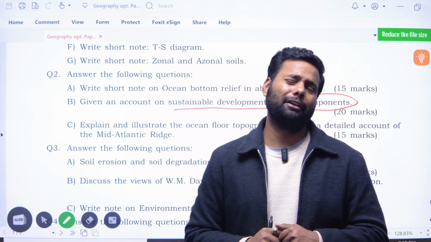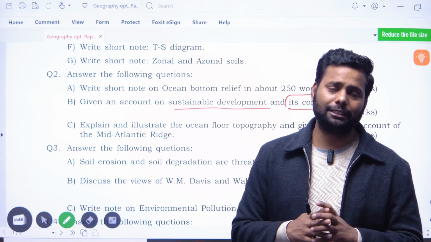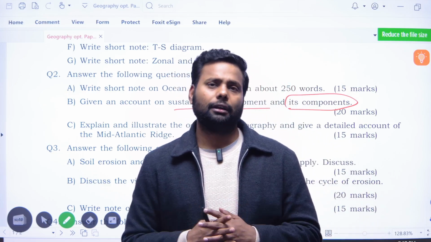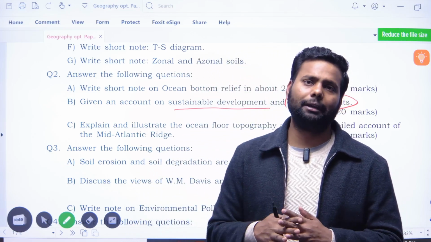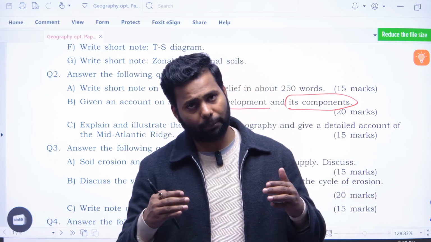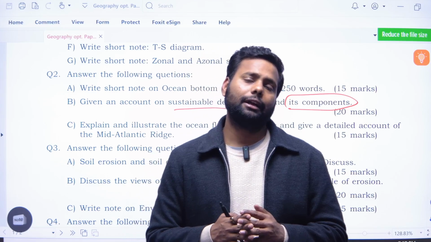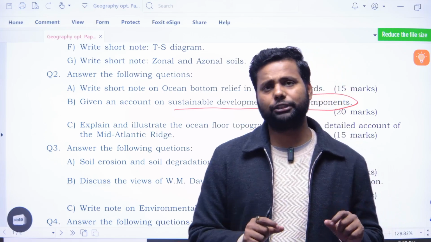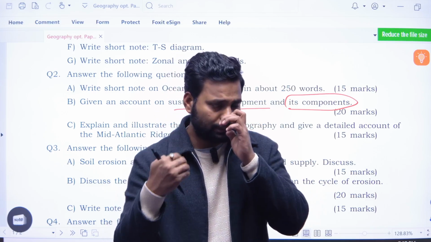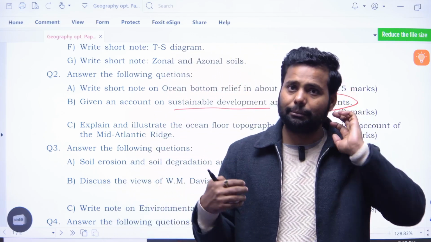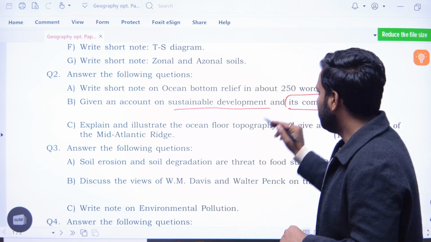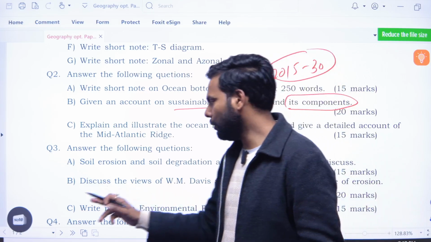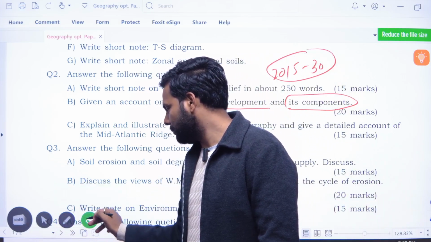For the definition: sustainable development is development without exploiting or degrading the quality of resources and the environment, conserving the resources for the upcoming generations without compromising our own interests and utilization. So this is sustainable development. You have to mention the components of sustainable development, and also mention at the end the 17 Sustainable Development Goals for 2015 to 2030.